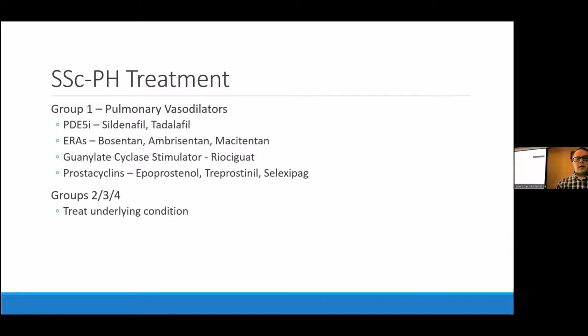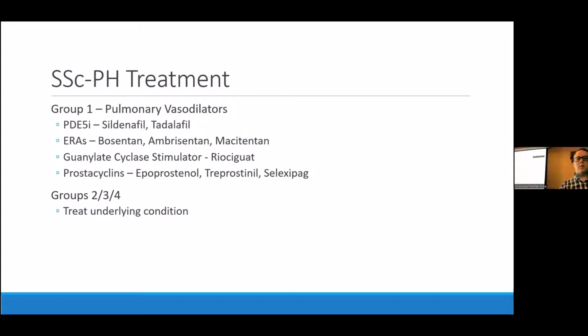So we use PDE5 inhibitors, such as sildenafil or tadalafil, so those fall into that category I was talking about, endothelial receptor antagonists, guanylate cyclase stimulators, and the end stage of this is prostacyclins. All of these are meant to dilate these vessels, relieve those pressures, so unburden the right heart ultimately.